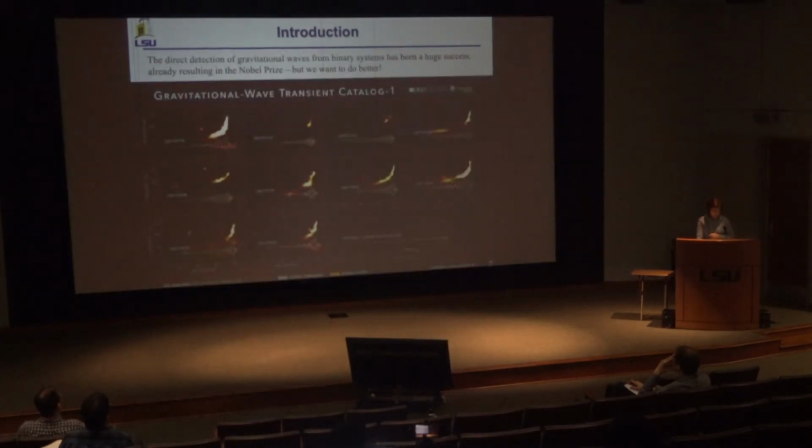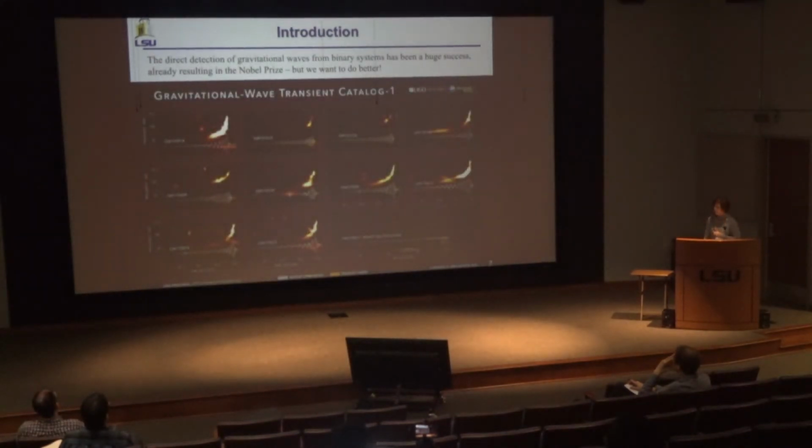Okay. So from 2015, the direct detection of gravitational waves from binary systems has been a huge success, already resulting in a Nobel Prize. And from 2019, the LIGO runs, O1, O2, and O3, led to almost 50 detections of different gravitational waves.